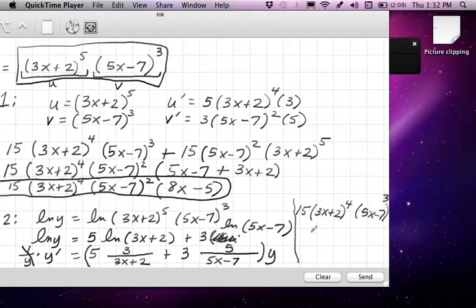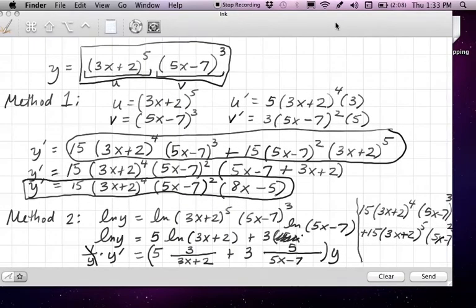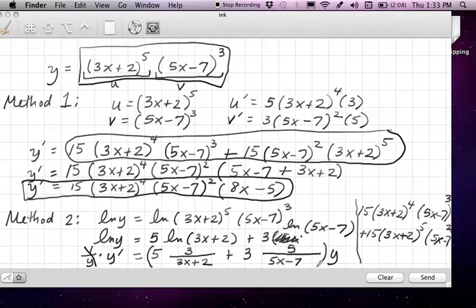Then plus 3 times 5, 15. And when I multiply by this, one of these cancel. I'm left with (3x plus 2) to the fifth, (5x minus 7) squared. I'm running out of room here. But as you can see, I'm left with exactly this thing right here. So you get the same thing. And then I can in turn simplify. So that's one example. Let me do another one.